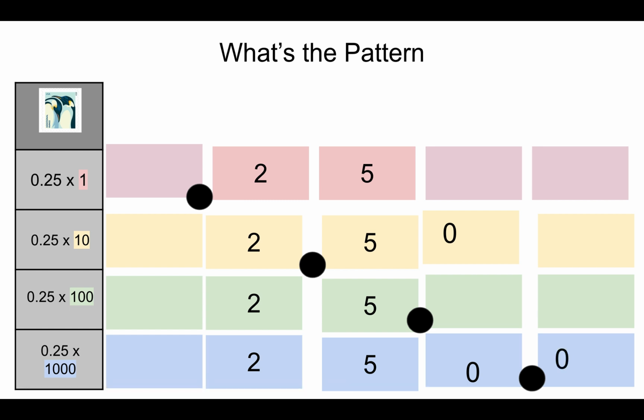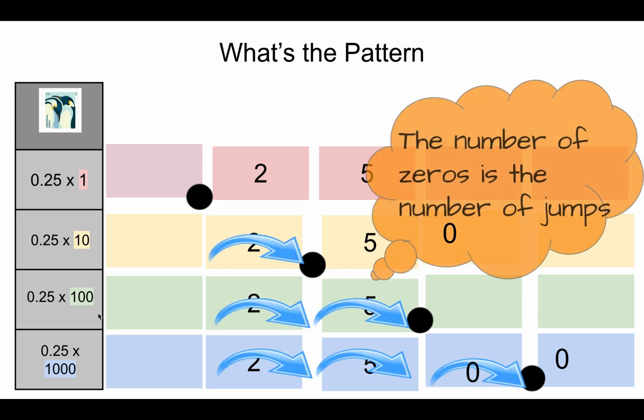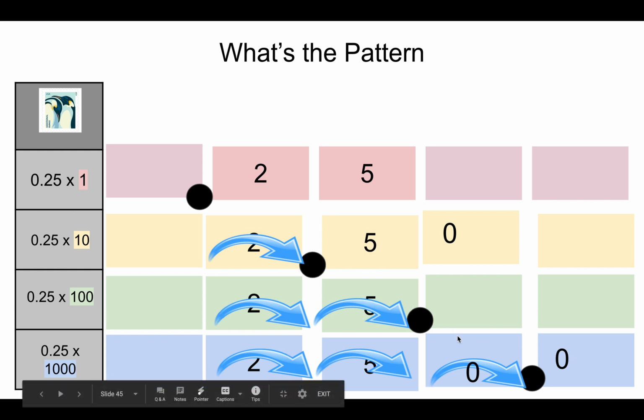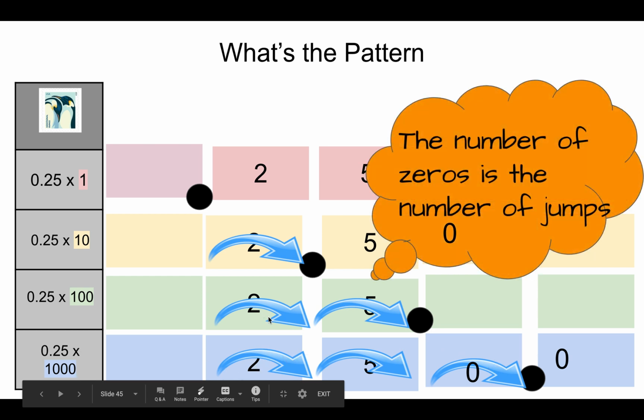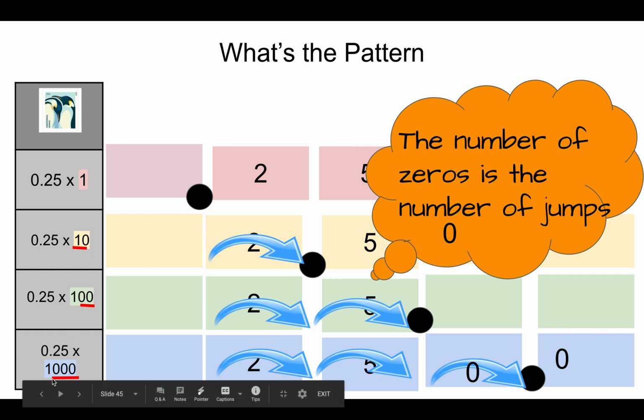So what's the pattern that's happening here? What do we notice? When there is 1 zero, the decimal point moved 1 time. When there were 2 zeros, the decimal point moved 2 times. When there were 3 zeros in the number we were multiplying, the decimal point moved 3 times. So the number of zeros is the number of jumps. So 10 has 1 zero, the decimal point moves 1 time. So whenever you're trying to figure out how many jumps to move the decimal point, you can look at the zeros in 10, 100, or 1,000.